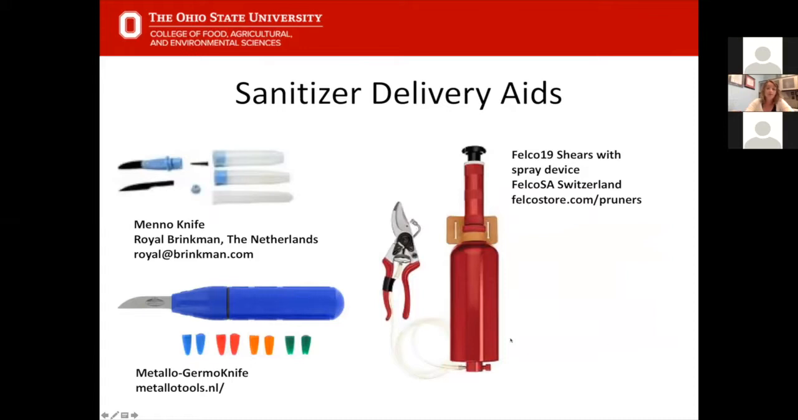This one is around $200, but you put the sanitizer in this canister, and then it can attach to your belt, and I don't know if you can see it here, but there's a tube that goes up, and every time you make a cut, it releases the sanitizer. You'll see some growers that have a little makeshift container attached to their belt with a sponge in it, and then they can press the pruner tips into that sponge to get the sanitizer on it. So there are various ways that you can do it that won't cost you $200.